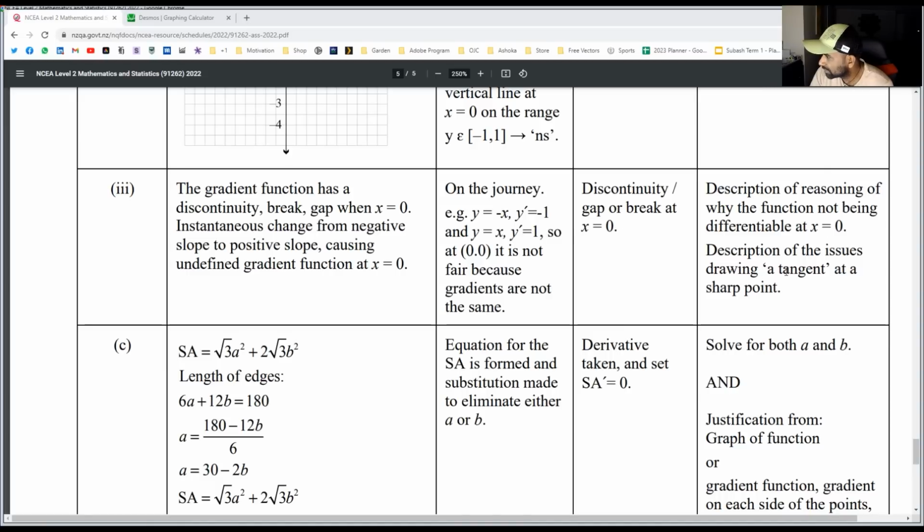And it's really interesting, they've actually talked about drawing a tangent at that sharp point, because at that sharp point you can't really get a tangent.